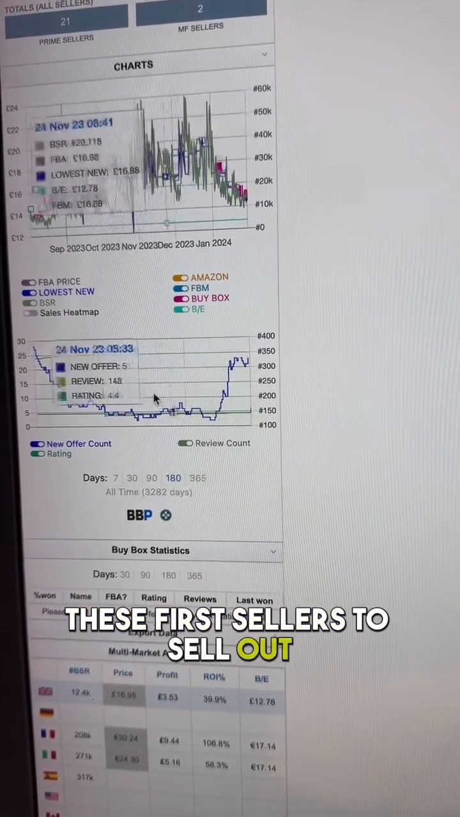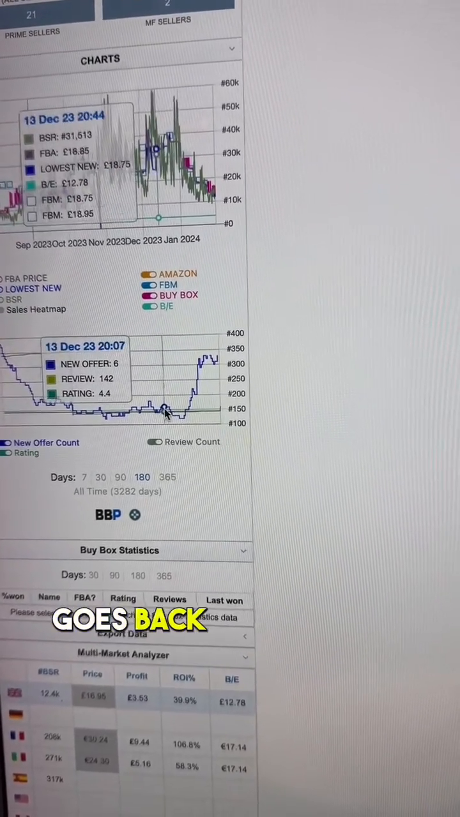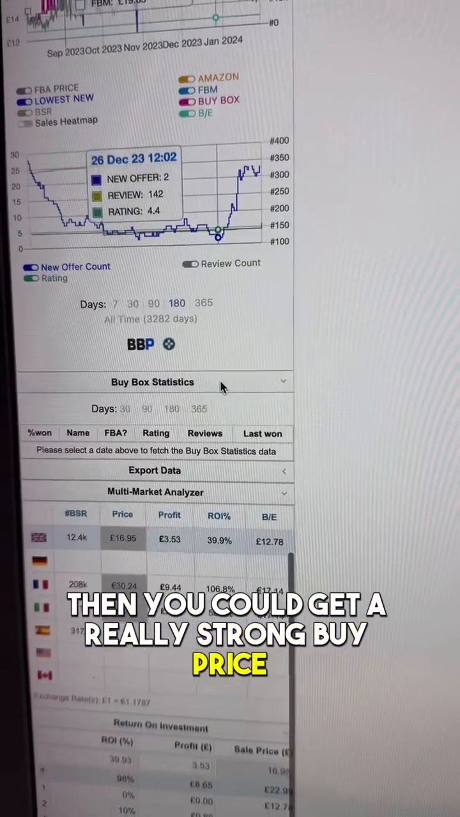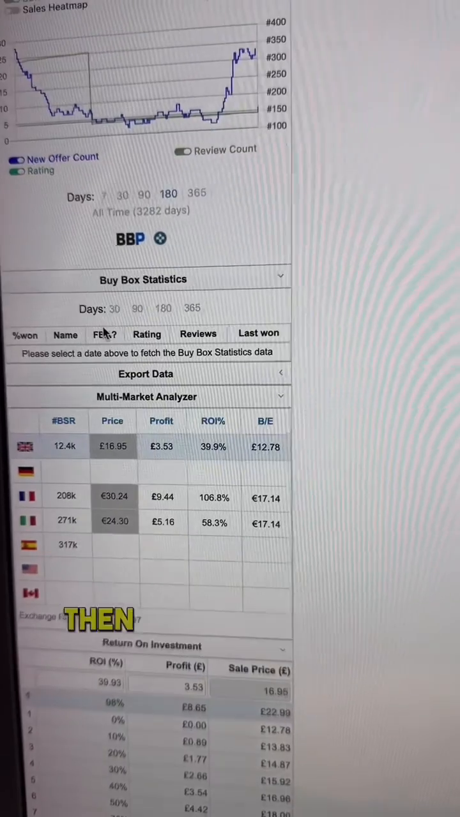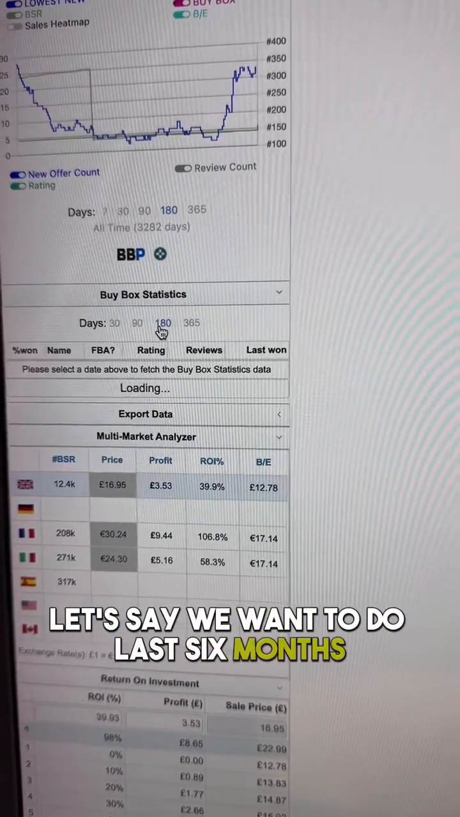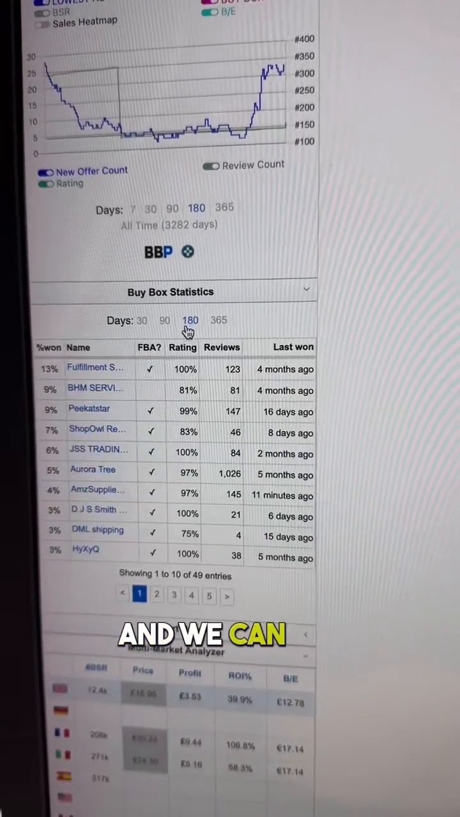Those first sellers sell out, and then once the number of offers goes back down to say 6, send your stock in, and actually then you could get a really strong buy price. A little bit of waiting, but it could be worth it. Then you can look at your statistics around the 30, 90, 180 day. Let's say we want to do the last 6 months, click 180 days, and we can see there you go.